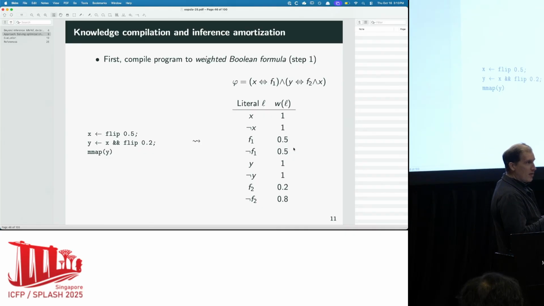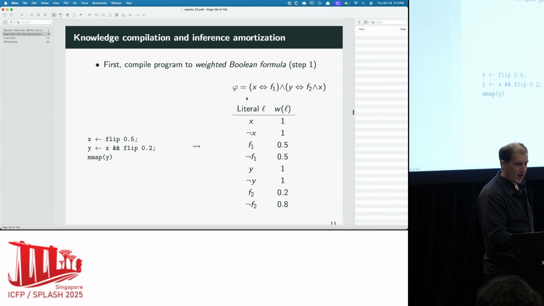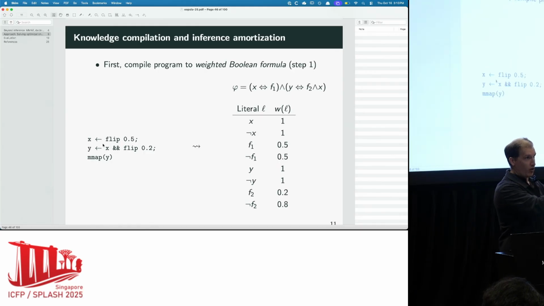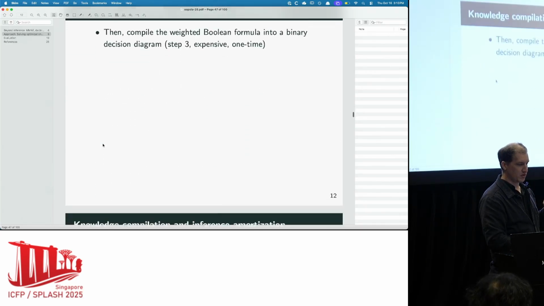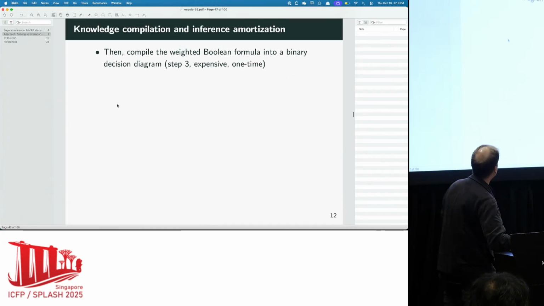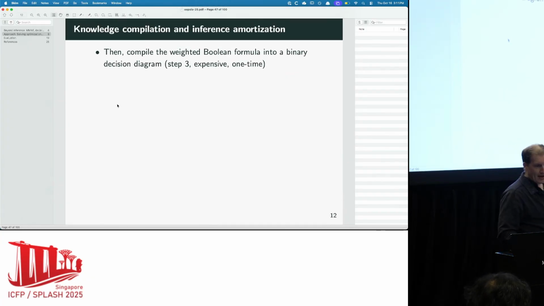And then to get the weight of the model, we take the product of the weights of the literals, so you multiply these together, and that's how we associate the weight of a model to a run through the program. Okay, just speeding through here, but I think it's easiest to see on this picture. So then we're going to compile this weighted Boolean formula into a binary decision diagram.